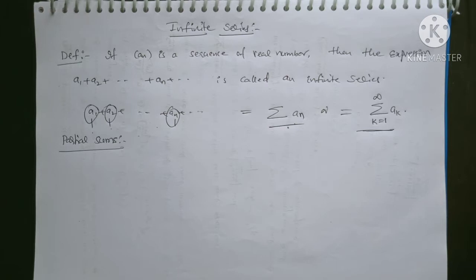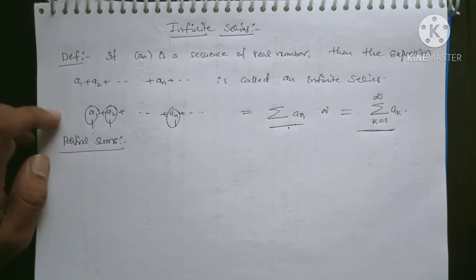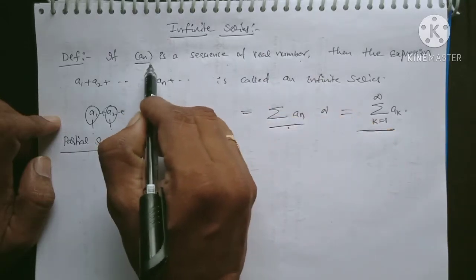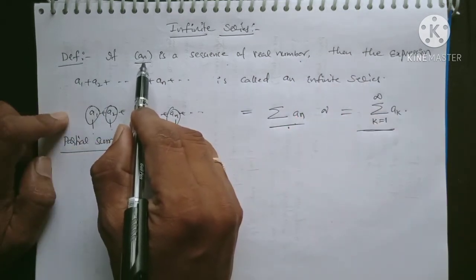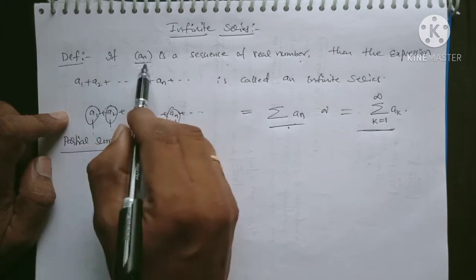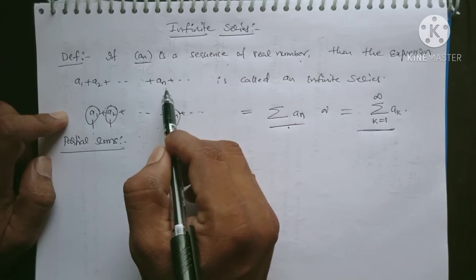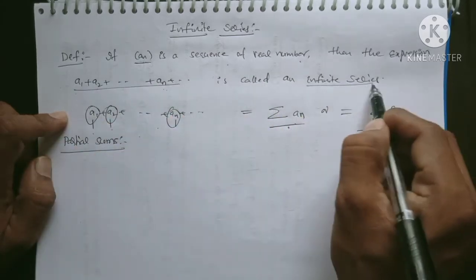Already in previous lectures we discussed what is the definition of a sequence. So a sequence is denoted by Sn. Now, the definition of an infinite series. If An is a sequence of real numbers, the first term is A1, second term is A2 and so on, nth term is An, then the expression A1 plus A2 plus and so on, An plus and so on, is called an infinite series.